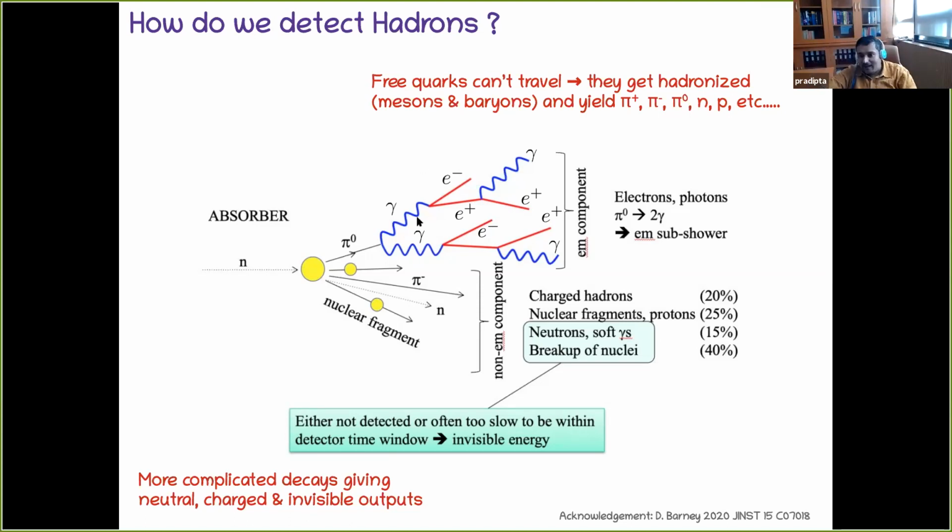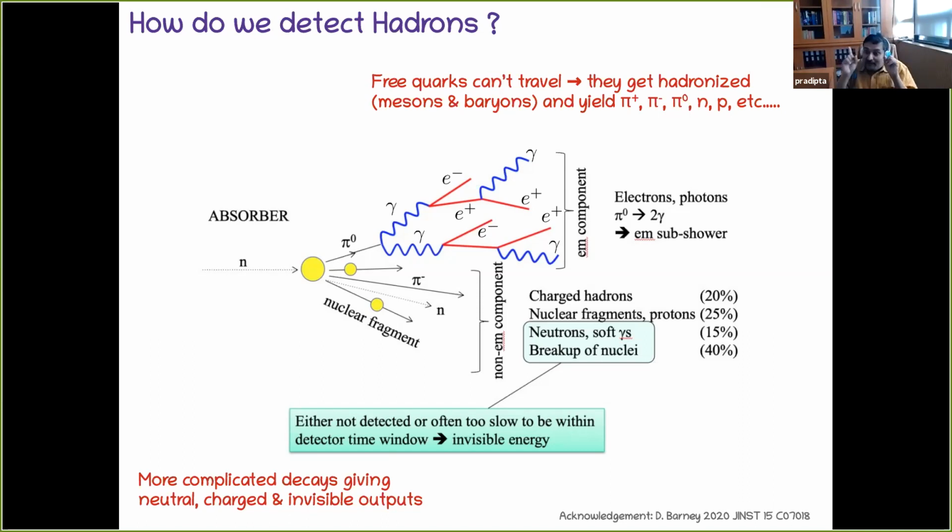Subsequently, this photon, as we have already seen, breaks up into an electron positron pair, and it goes on. Now these electrons and positrons are objects which deposit their energy at the electromagnetic calorimeter. That is the reason when we try to detect hadrons and mesons, often a part of their energy is also deposited in the electromagnetic calorimeter, and the rest of the energy, the pure hadronic component which does not interact electromagnetically, is deposited in the hadronic calorimeter.